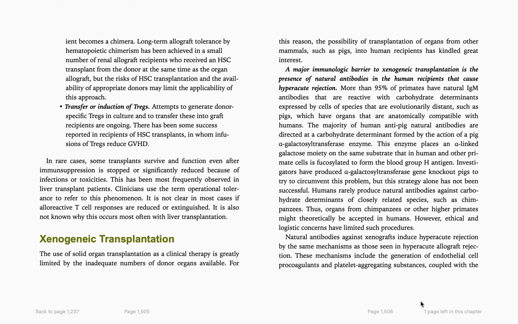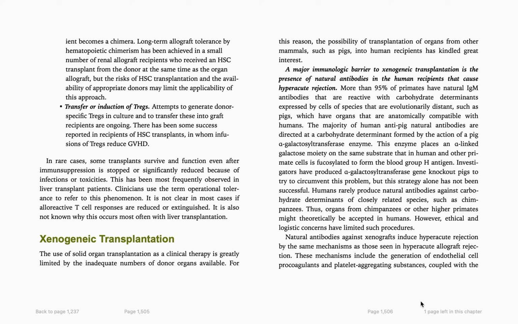In rare cases, some transplants survive and function even after immunosuppression is stopped or significantly reduced because of infections or toxicity. This has been most frequently observed in liver transplant patients. Clinicians use the term operational tolerance to refer to this phenomenon. It is not clear in most cases if alloreactive T cell responses are reduced or extinguished. It's also not known why this occurs most often with liver transplantation.